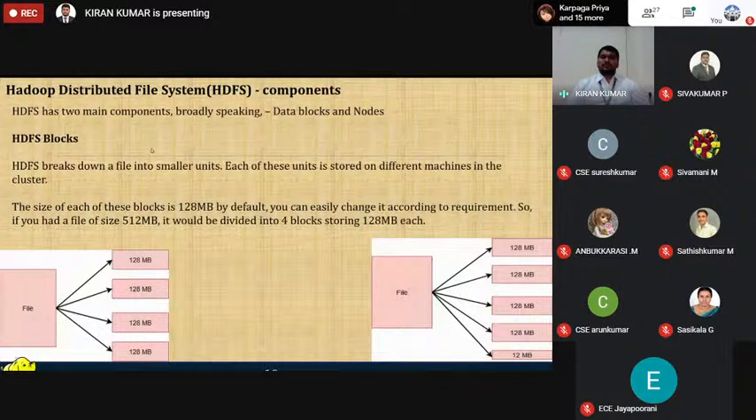Yes, so the Hadoop Distributed File System components. You can see here Hadoop has 2 main components. Broadly speaking, you have a data block and we have nodes. So the data block is nothing but the data the user or client would like to store. Let us focus on HDFS blocks. Here you can see HDFS breaks down the file into smaller units, and each of these units is stored in a different machine in the cluster.